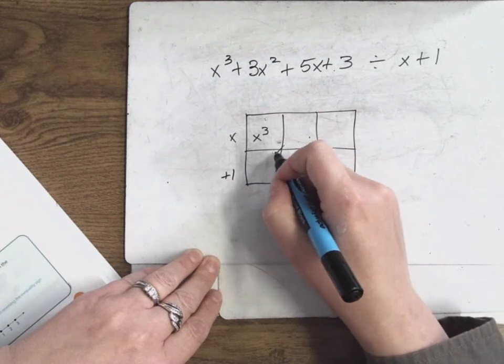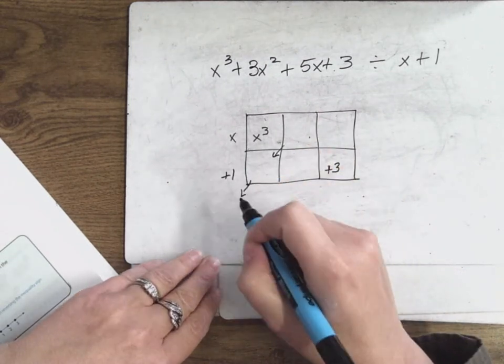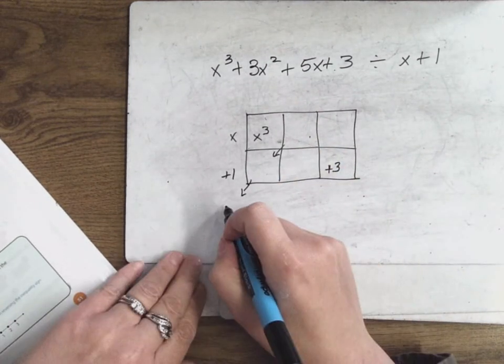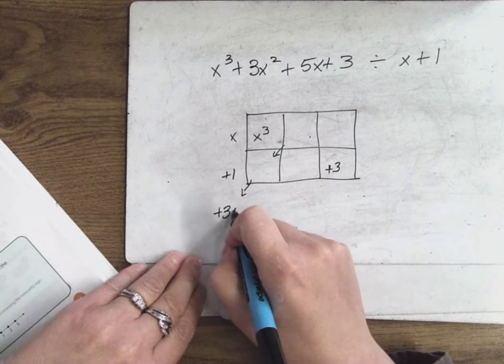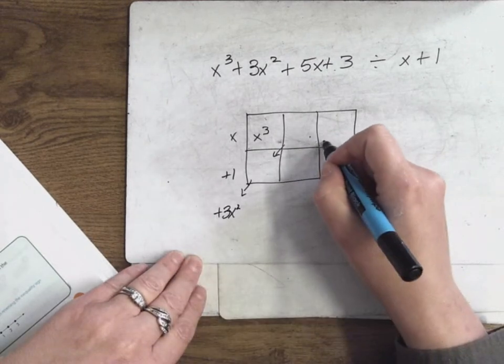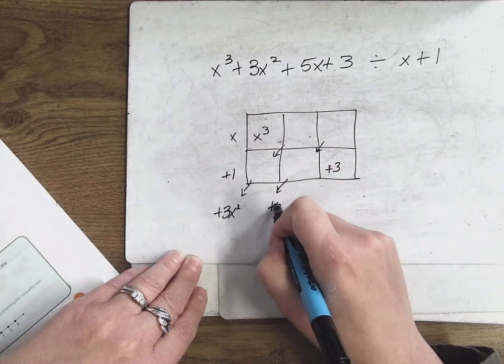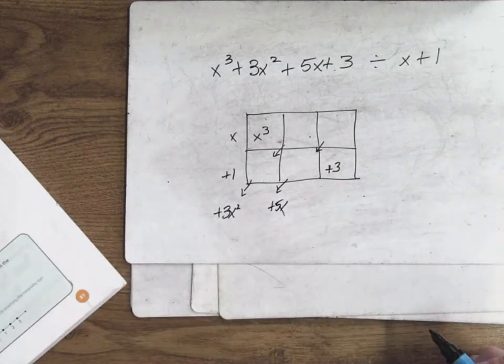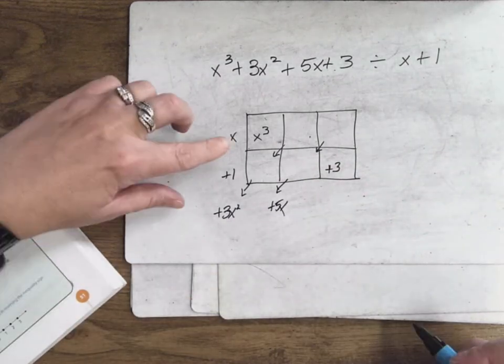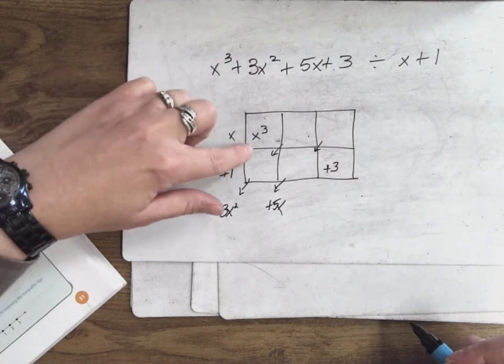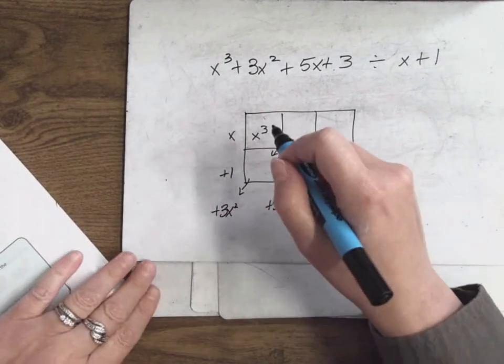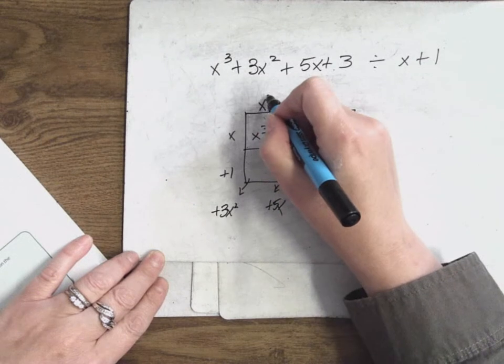Then the two first diagonal go together to give me what? Plus 3x squared. My second set of diagonals go together to give me what? Plus 5x. Now we've it set up, we're ready to start. Okay? So you see what you can. X by what will give me x cubed? X by x squared. So I can stick up an x squared there.